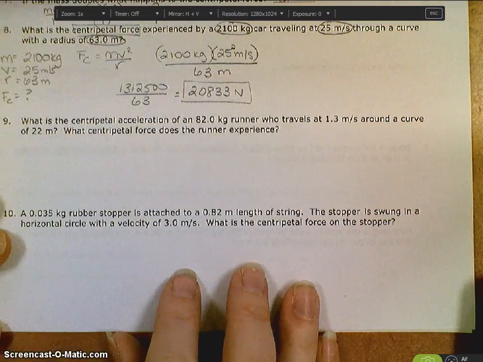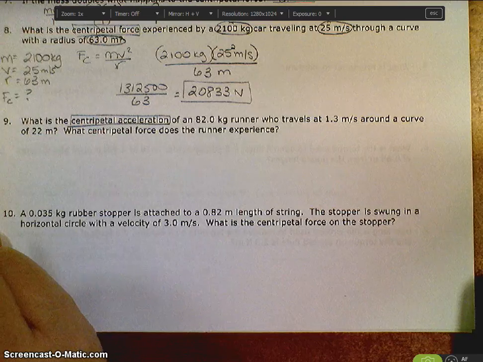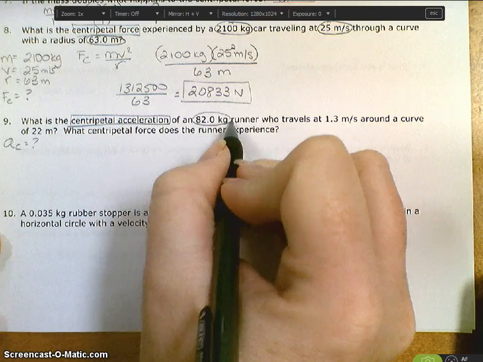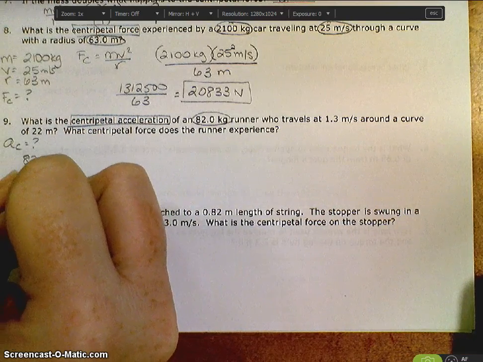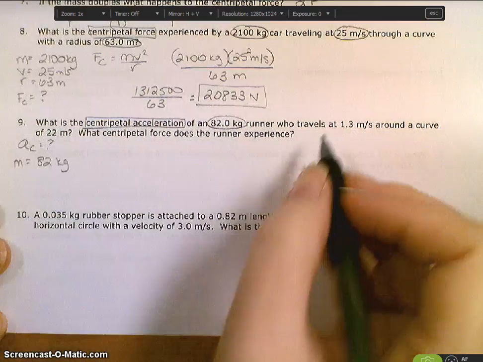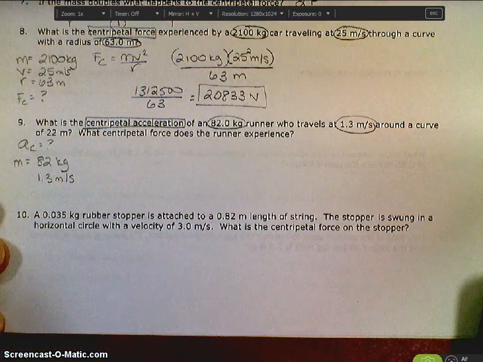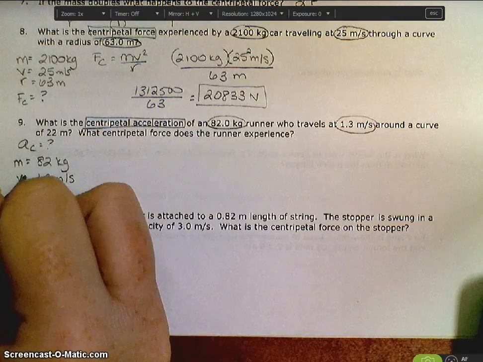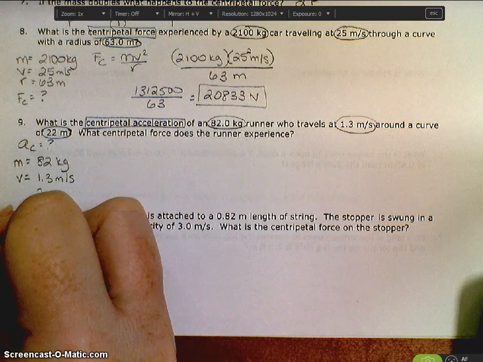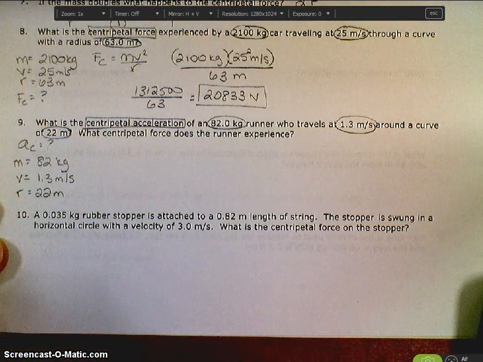On number 9, we're asked for centripetal acceleration this time, so we're going to be using a different equation. So I'm looking for AC. They give me kilograms. Remember that kilograms is a unit for mass. I have 1.3 meters per second. That number is representing velocity. They also give me 22 meters. Again, that's my distance, which represents my radius.